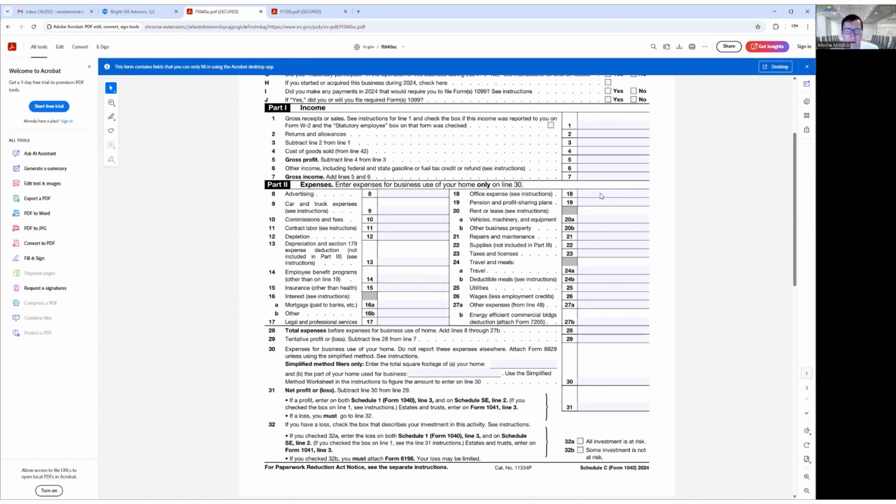Okay, you can put it all together, make your spreadsheet. Pension and profit sharing plans, rent or lease. So if you lease a vehicle, machinery or equipment, you put it there. If you have just a regular office space or rental, you put it there. Repairs and maintenance, supplies, taxes and licensing, travel and meals. So deductible meals, are they deductible? 50%, 100%? Utilities, wages, and then you get into the more subjective other expenses, when they don't align with any of these other categories.